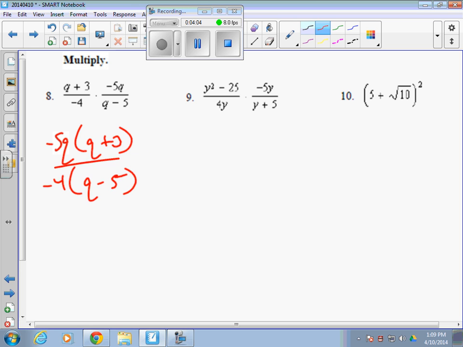When we put those things together, we multiply: negative 5q times q is negative 5q squared. Negative 5q times 3 is minus 15q. Over negative 4 times q is negative 4q. Negative 4 times negative 5 is plus 20.